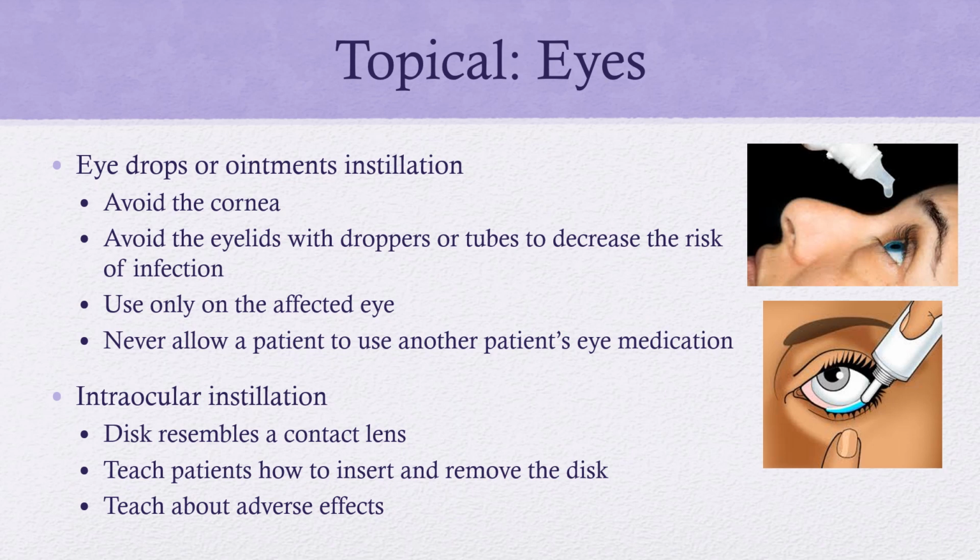When we talk about the ointments, you can see that ribbon is what we call it. It goes on that inner eyelid, and that's how you apply that. As far as intraocular, it's usually like a contact lens looking disc. They're going to insert and remove that disc, and you'll just have to teach the patient how to do that.